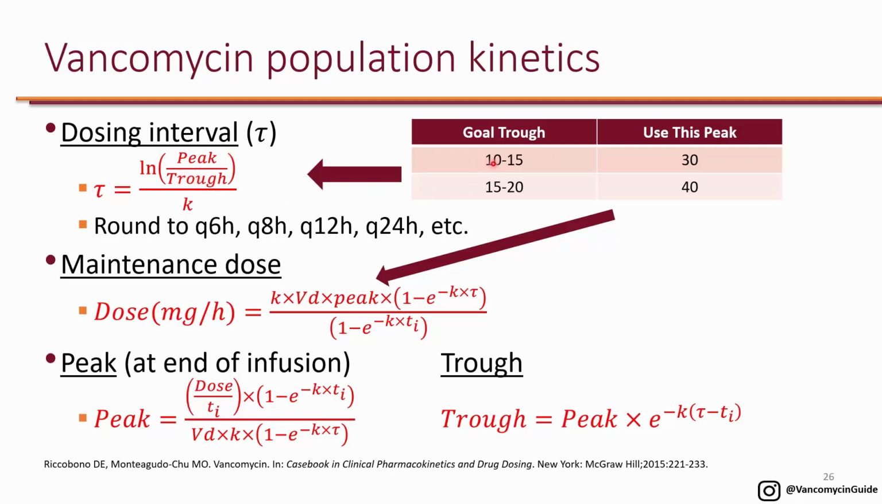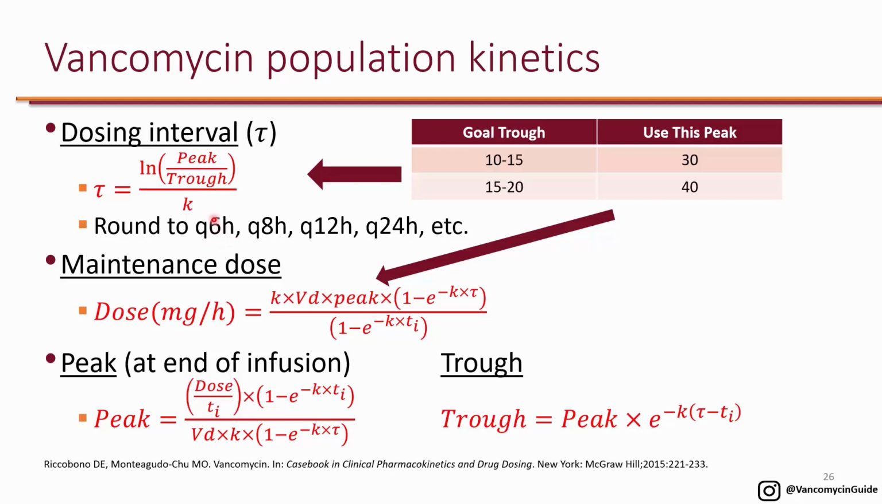And then for the peak, if you have the lower target trough, you can choose 30 and put it in here. And if your target trough is 15 to 20, you can choose 40 and put it here. It really doesn't matter what you pick for the peak. It's just to give you a more realistic tau number. Once you calculate tau, you want to round it to something that's clinically meaningful. For most people, Q8 and Q12 will be the actual tau, as long as they have normal renal function. If they have renal dysfunction, you need to use an even longer frequency. And some patients may actually need Q6.